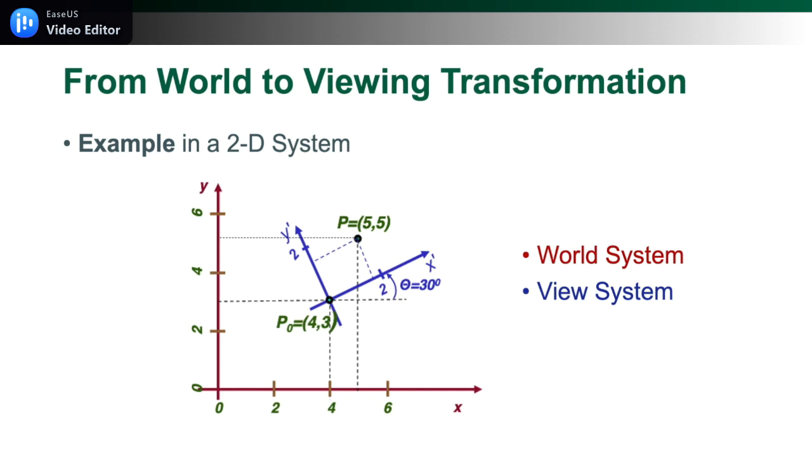As we can see, it's the same point, but the values are different because the reference, the origin, and their orientation are different. So now we want to bring them to the world coordinate system so that everything can be standardized in a sense.